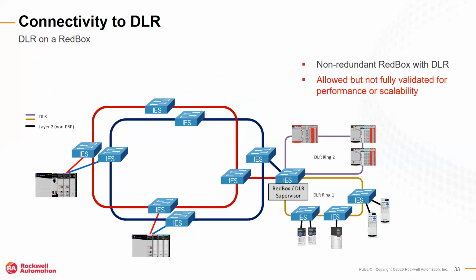So another way to do that would be through a RedBox. And so what we're looking at here is a RedBox. This would be a 5400 Stratix, because this switch is actually supporting 2 separate DLR rings. So you've got ring 1 and ring 2 there. And then through the RedBox functionality, it is also connecting directly to both LAN A and LAN B PRP networks.